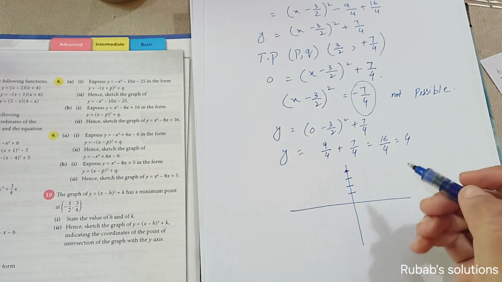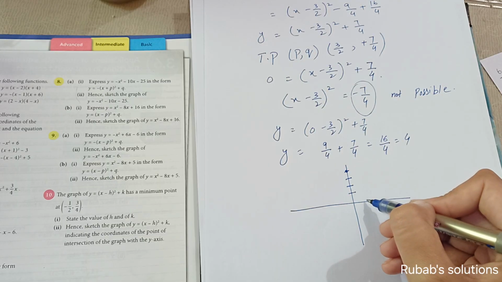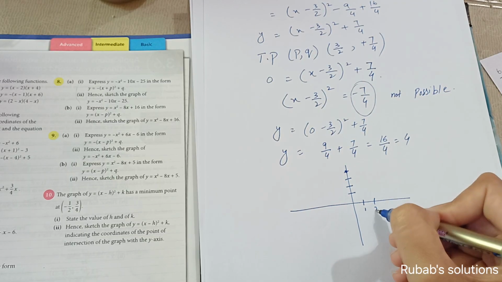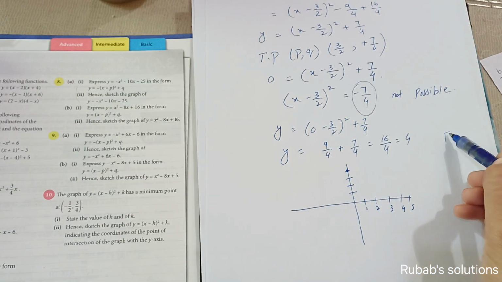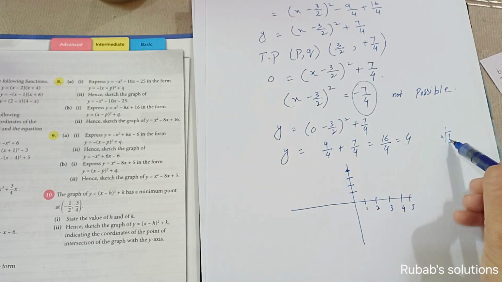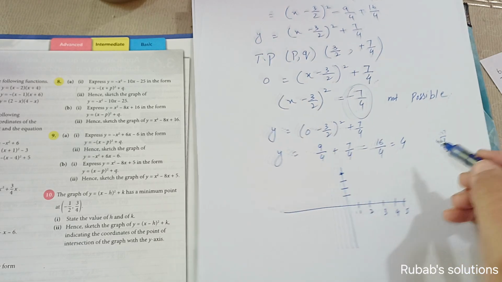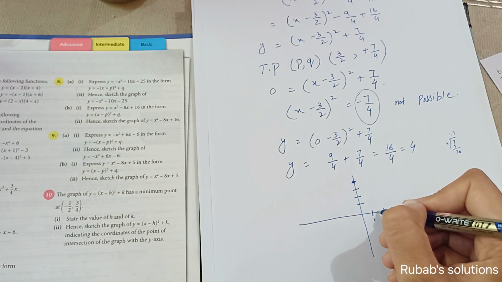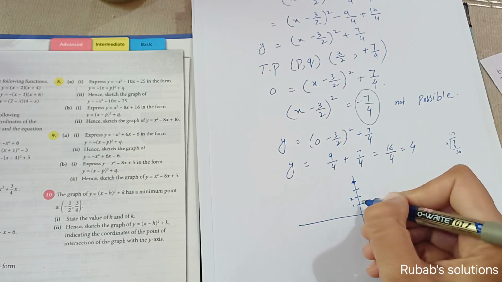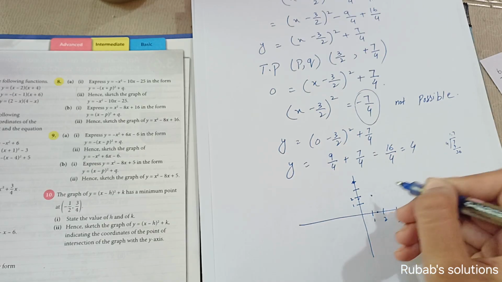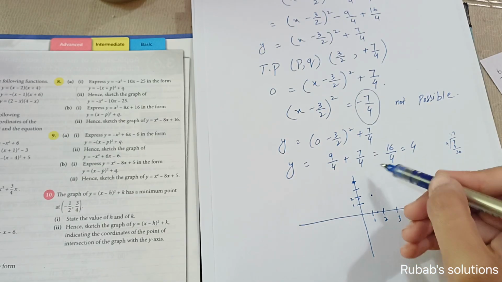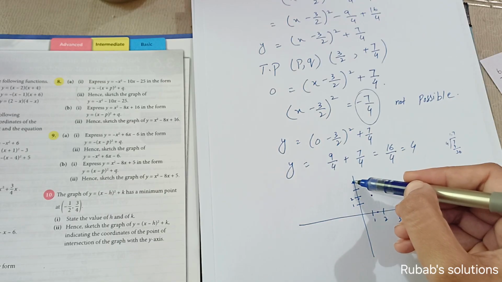टर्निंग पॉइंट्स आपके पास हैं 3 बाई 2, एक्स का 3 बाई 2, सो दैट मीन 1.5. 1 2 3 4 5. 7 by 4, that means 4 ones are 4, so it's 1.7. Okay, 1.5 over here, and this is 1 and 2, so 1.7 must be here. So this is your turning point. So it will be positive, so it will be like this.